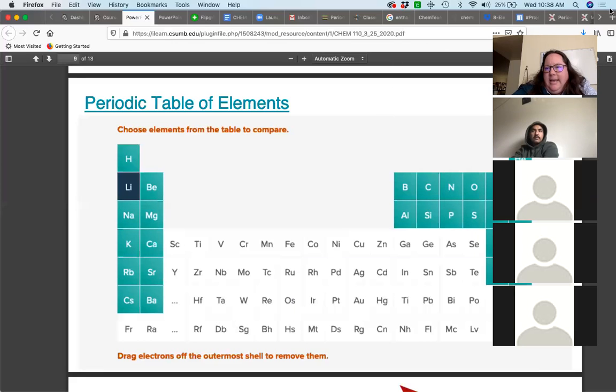So the reason why helium is smaller than hydrogen has to do with the protons, or its atomic number, the number of protons in the nucleus.